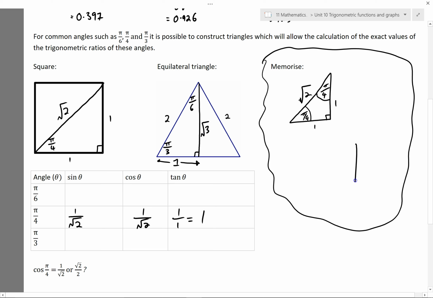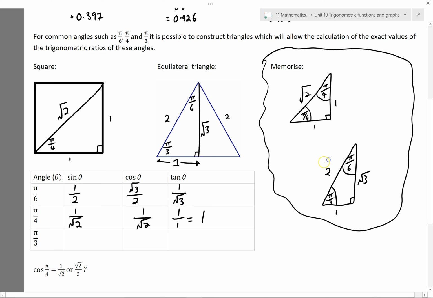So another triangle to memorize is this one. Pi on 3, pi on 6, 2, 1, root 3. And this is going to allow me to find sine, cos, and tan of pi on 3 and pi on 6. So I'll start with pi on 6. Sine is opposite over hypotenuse, so half. Cosine, adjacent over hypotenuse, so root 3 on 2. And tan is opposite over adjacent, so 1 on root 3.